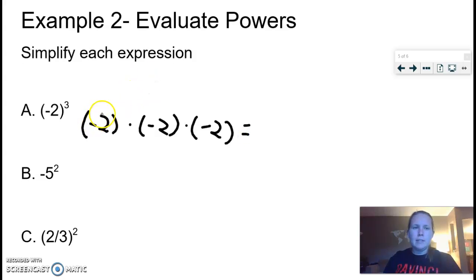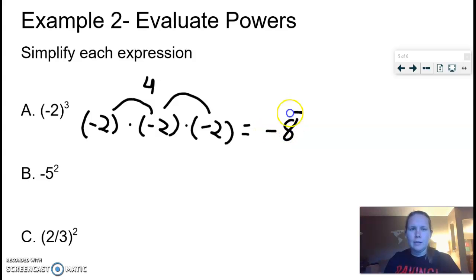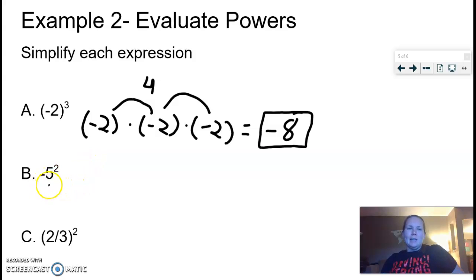If I actually solve this out, first -2 times -2 is a +4. But then +4 times a -2 gives me -8. That's what they want me to do when I simplify each expression. It's actually finding what -2 to the third is. Now, there's a difference in writing it between this and this. This one is also negative, but this one does not have parentheses. So if I expand this out, it looks like this.